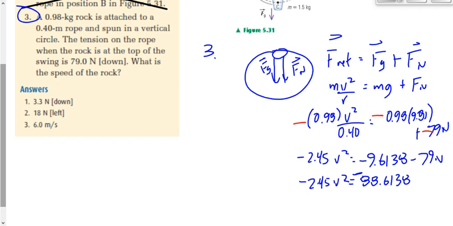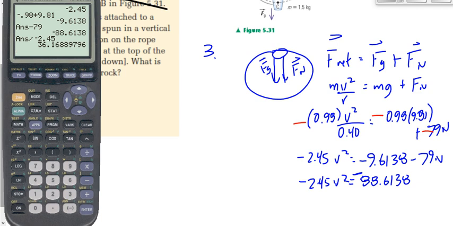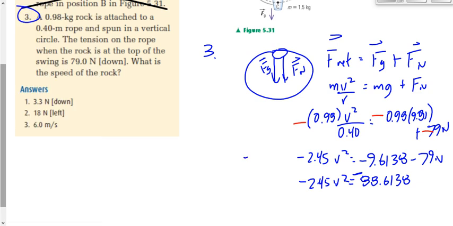Let's take the 2.45 over by dividing. $36.16, let's square root that. Gives me 6.01. Hey, guess what? That's the answer.